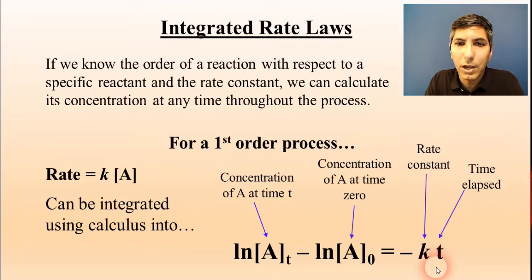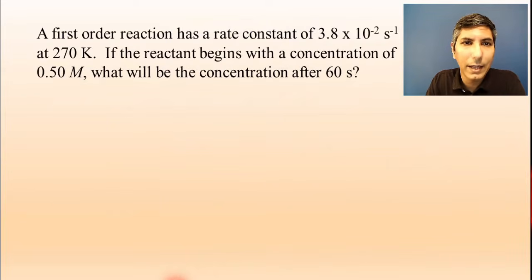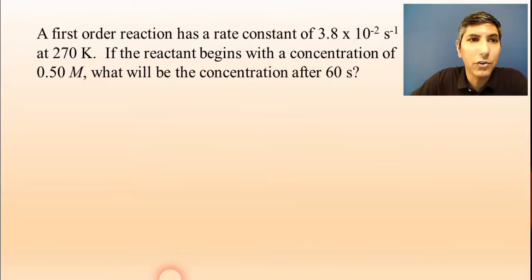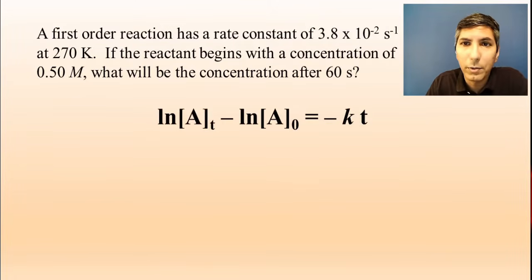So we're going to solve a couple problems with this first order integrated rate law. And let's see how we can do that. So a first order reaction has a rate constant of 3.8 times 10 to the minus second reciprocal seconds at 270 kelvins. If the reactant begins with a concentration of 0.50 molar, what will be the concentration after 60 seconds? So once again, we're going to use the first order integrated rate law, and we're just going to plug and chug.